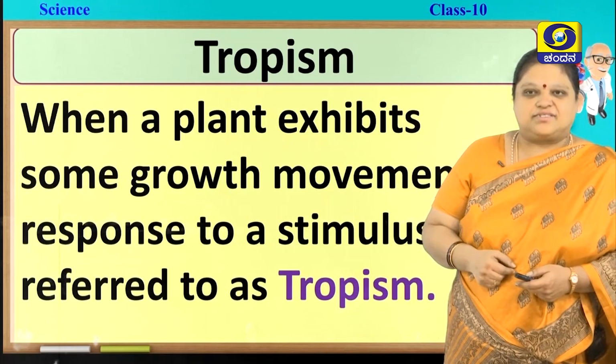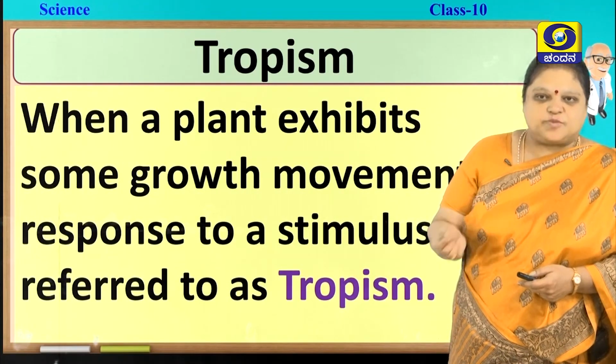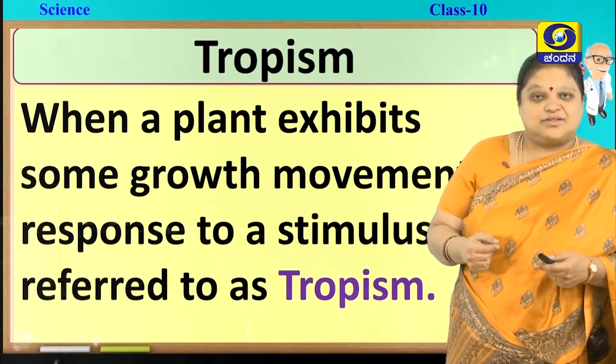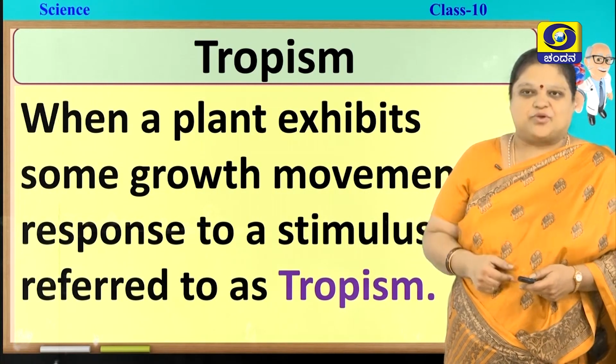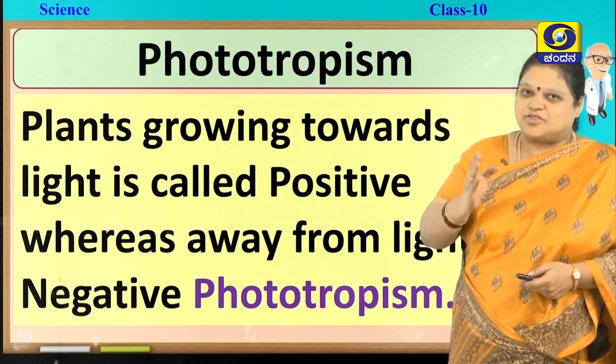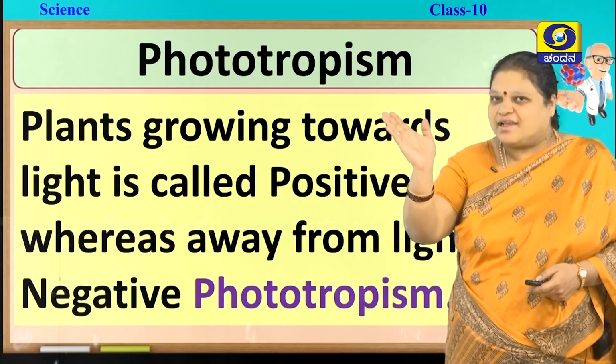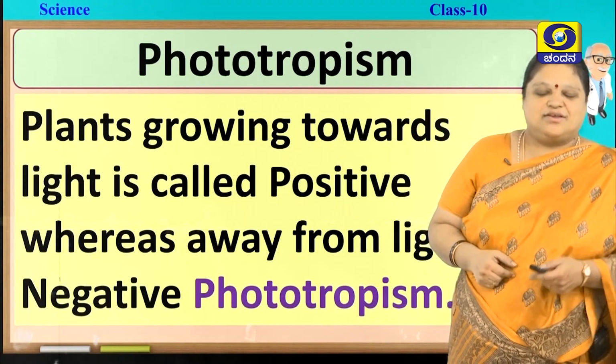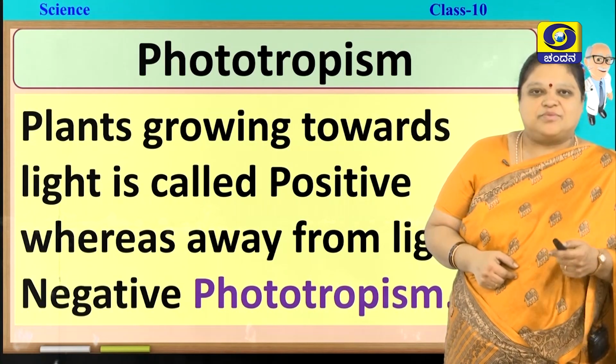When a plant exhibits some growth movements in response to a stimuli, you call it as tropism. I want you to make note of it. Next, you saw the plant is moving towards the light. You call it as phototropism. Photo means light.